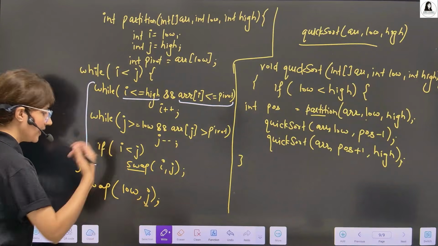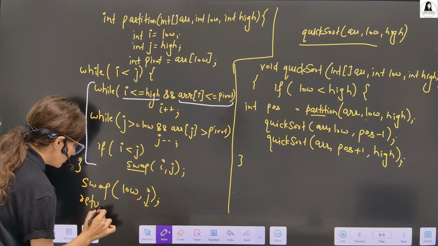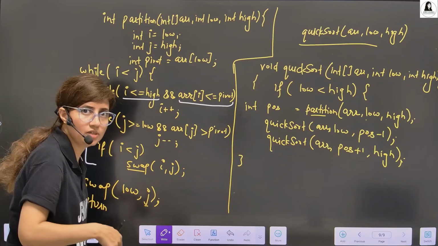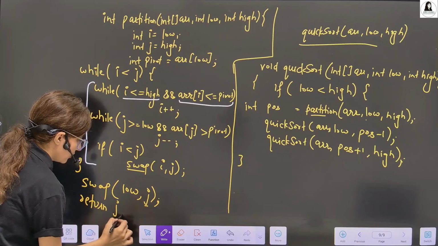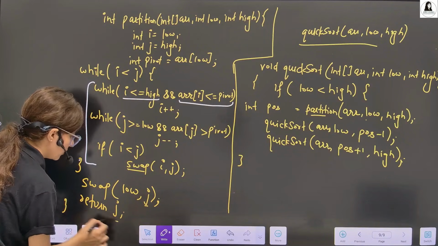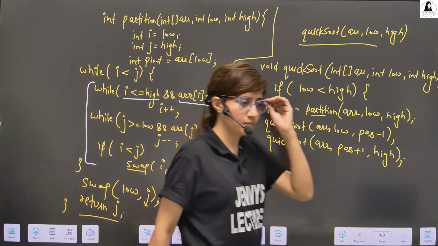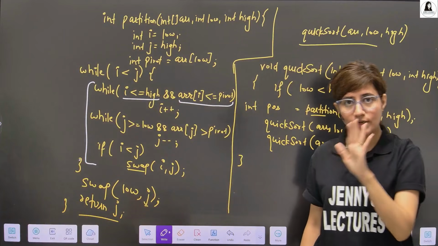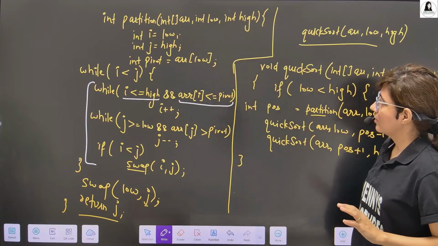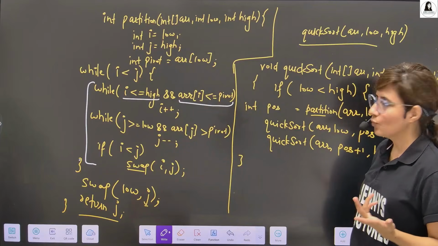We swap this with this, and at last, obviously, it is returning something. What? The partition index, that is j. j is the partition index. Return j. That's it. I guess it's not tough. If you get the logic, you can easily write down this thing. And that's it. It will work. Fine.